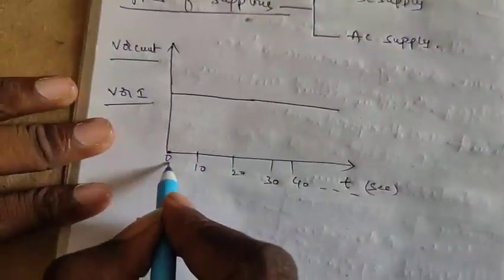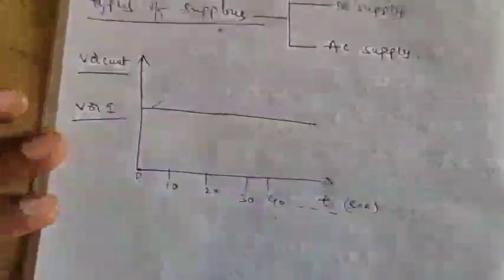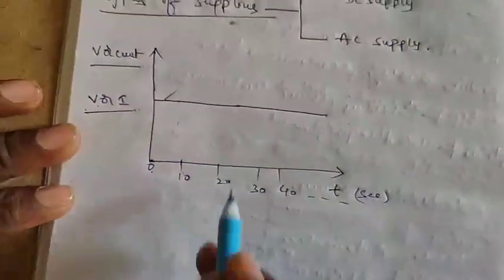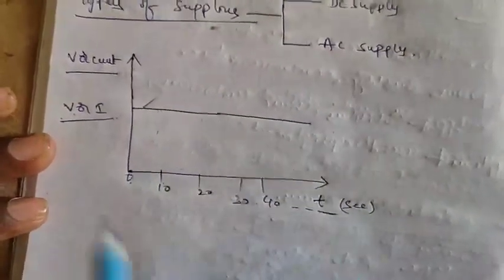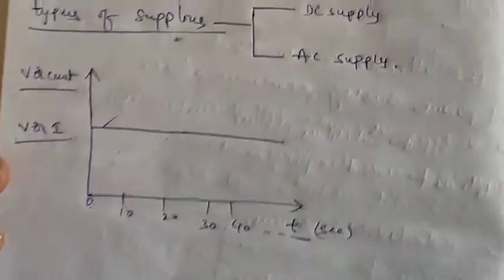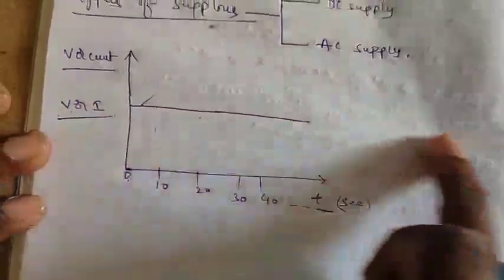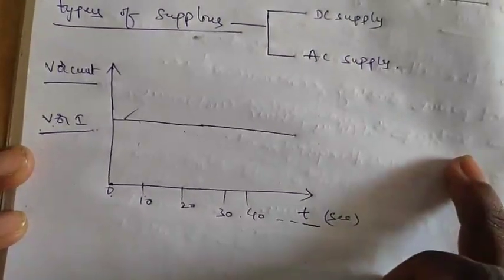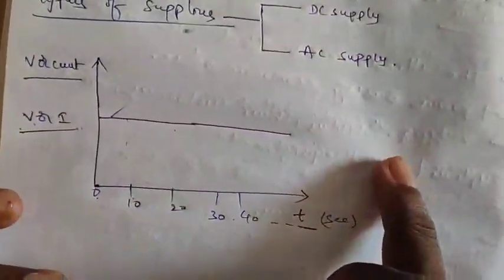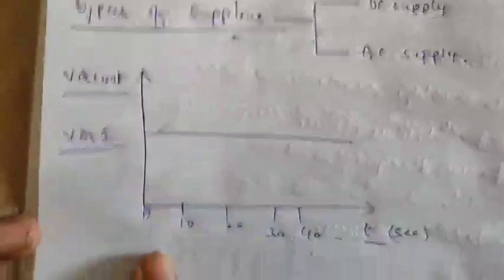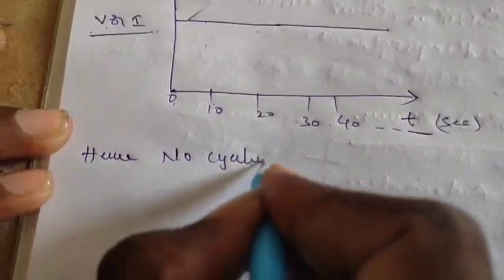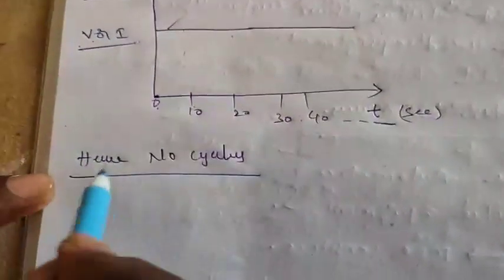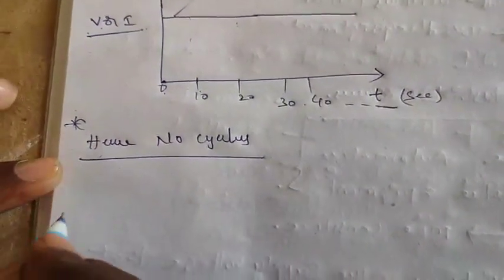At 0 seconds, voltage or current has some value. At 10 seconds, the same value. At 20, 30, and 40 seconds, the same value. Here the DC supply is independent of time. It is a constant thing. If supply is there, the value is there. If supply is not there, the value is 0. Here there are no cycles. Observe that this is a very important thing.